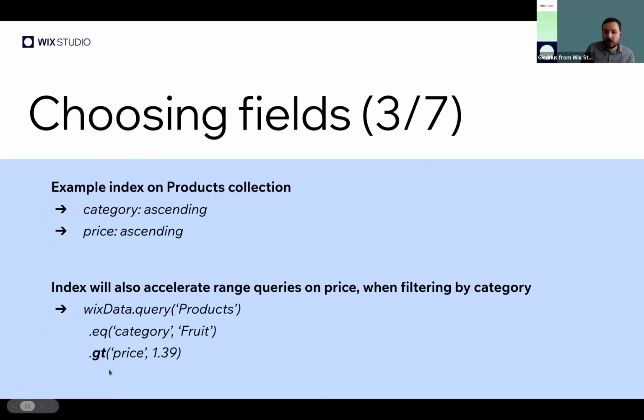But it will also work with greater-than. You can take the second field and say, okay, I want everything in category fruit, but I only want items that are more expensive than 139, in whatever currency you prefer to store your items. This will also work because we can find the 139, or the first item that's greater than this value if it doesn't exist in the index, and then retrieve all of the others from the index because they are ordered by that. So all of the bigger items will be next to each other in the index.